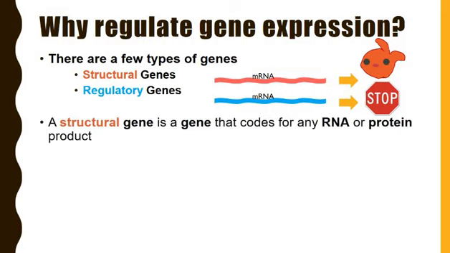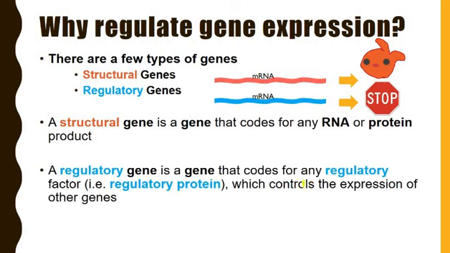A structural gene is a gene that codes for RNA or a protein product, something that can actually become a physical structure. Regulatory genes are genes that code for a regulatory factor, like a regulatory protein. And these genes and the proteins that they produce control whether the structural genes actually get expressed, whether they actually get synthesized from the mRNA. So if you imagine this structural gene here, it will not get transcribed unless the regulatory gene allows it to. And I'll show you what I mean in a minute.